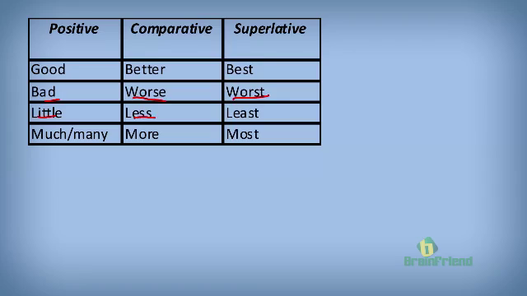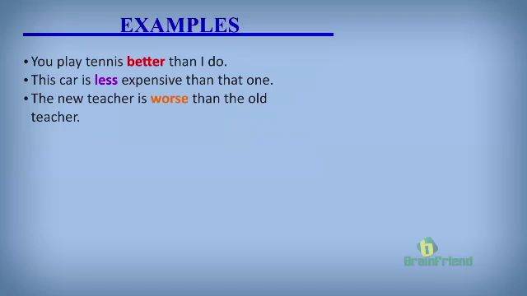Little, less, least. Much, more, most. Or many, more, most. These are irregular adjectives. Now let's use them in making sentences. You play tennis better than I do. This car is less expensive than that one. The new teacher is worse than the old teacher.